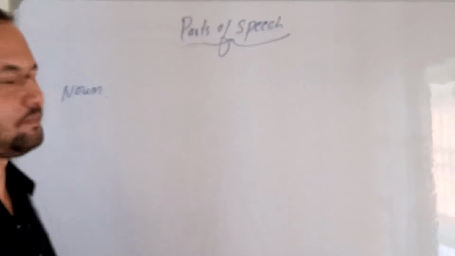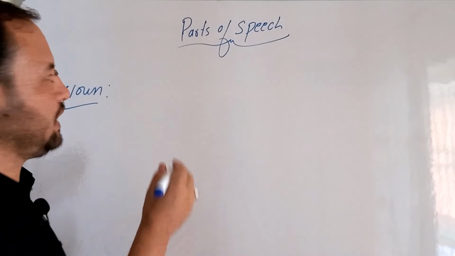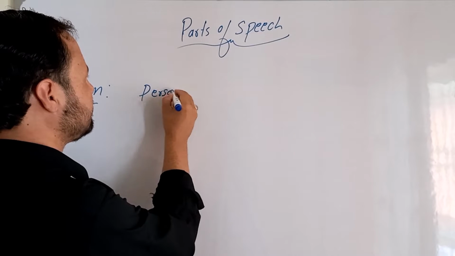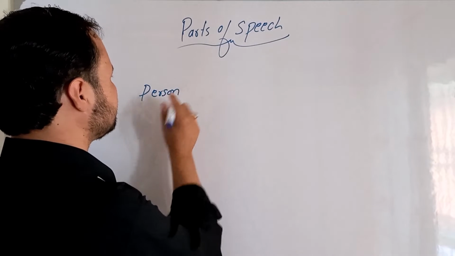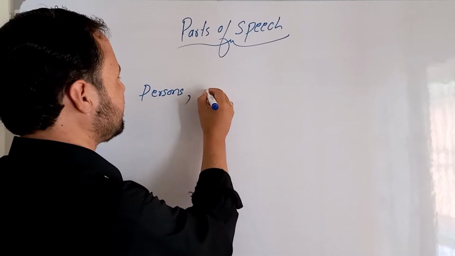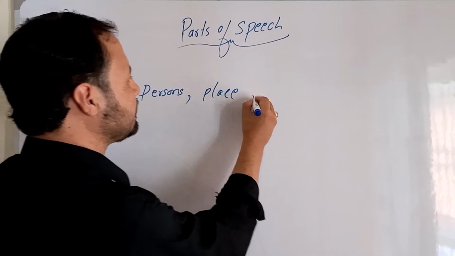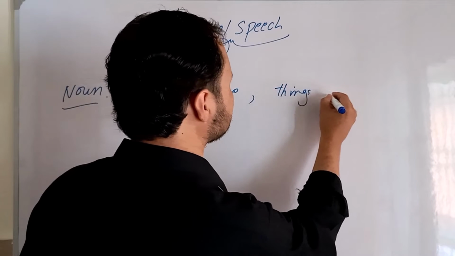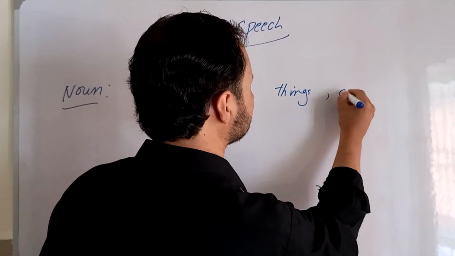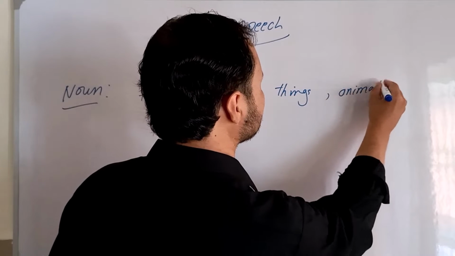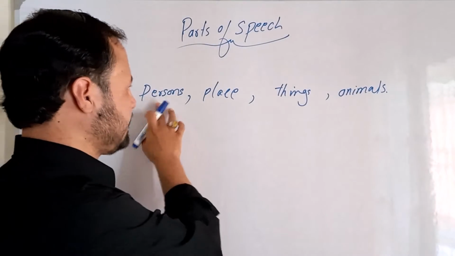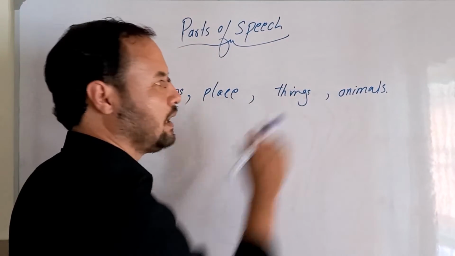Okay, so what is a noun? First, we should understand what a noun is. Very simple. A noun is the name of a person, place, things, and animals.